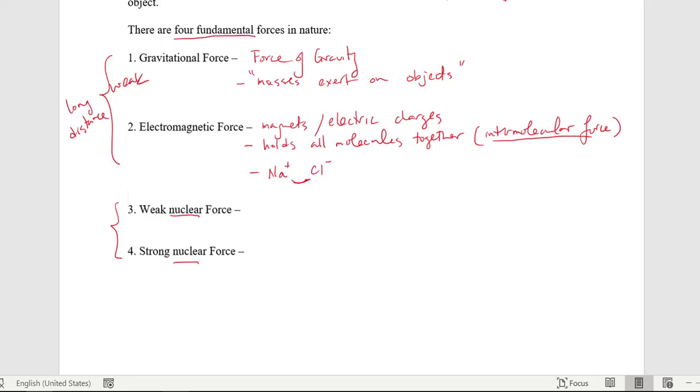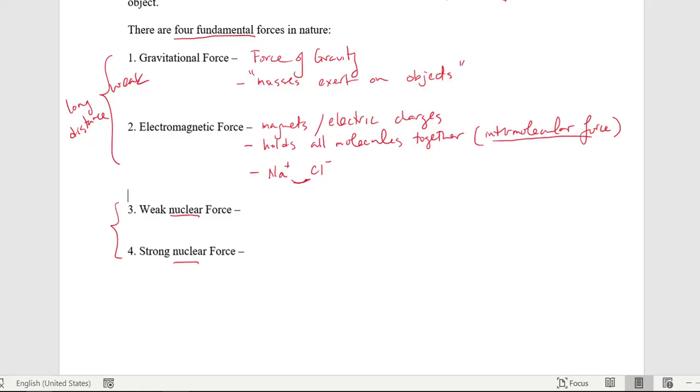Gravity, people have known existed forever. Even magnetism, they've known existed forever. So as long as man has been around, they've known about sort of like these two forces. But these ones, they were discovered very recently when we started to study the atom. So what are these two forces?